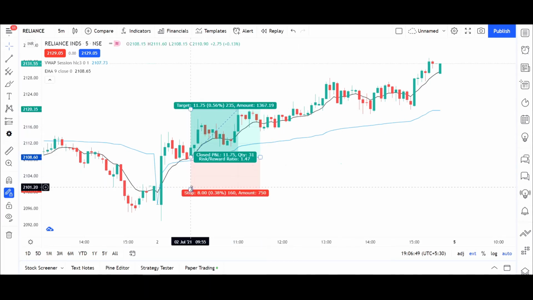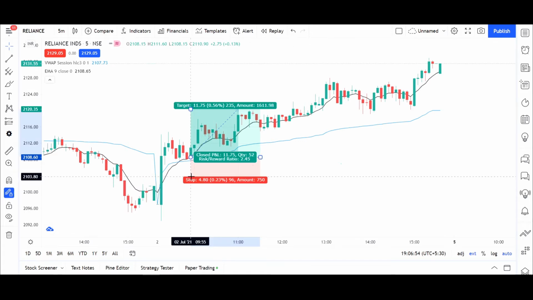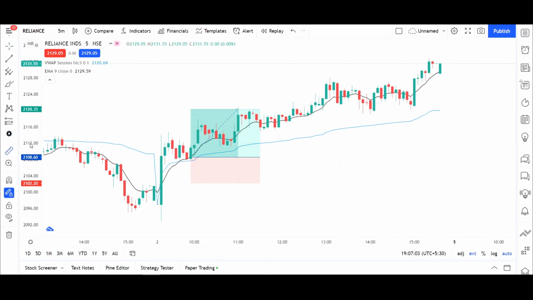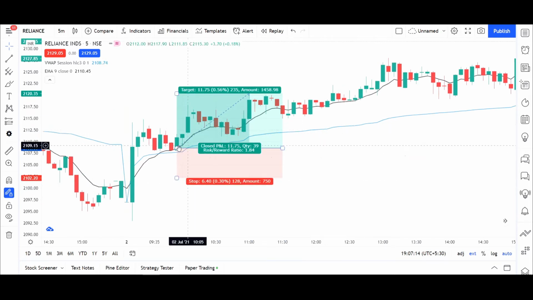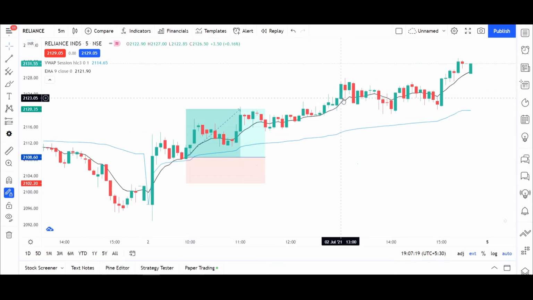But the stop loss, according to my experience, the best place to keep your stop loss is at least 0.25% to 0.30% below the VWAP. As we can see here, it is around 0.28% below the VWAP. Because what happens sometimes is the stock breaks the VWAP and suddenly takes a reversal and gives a bullish trend.